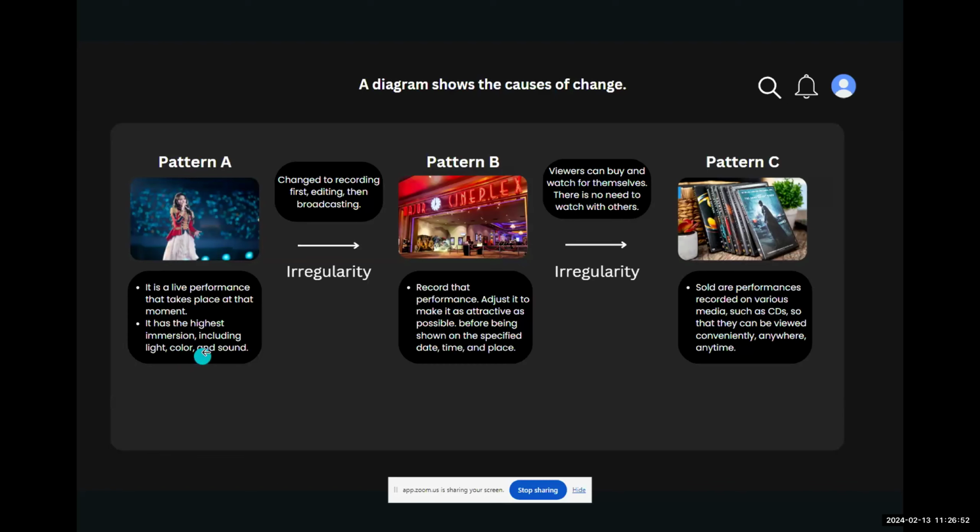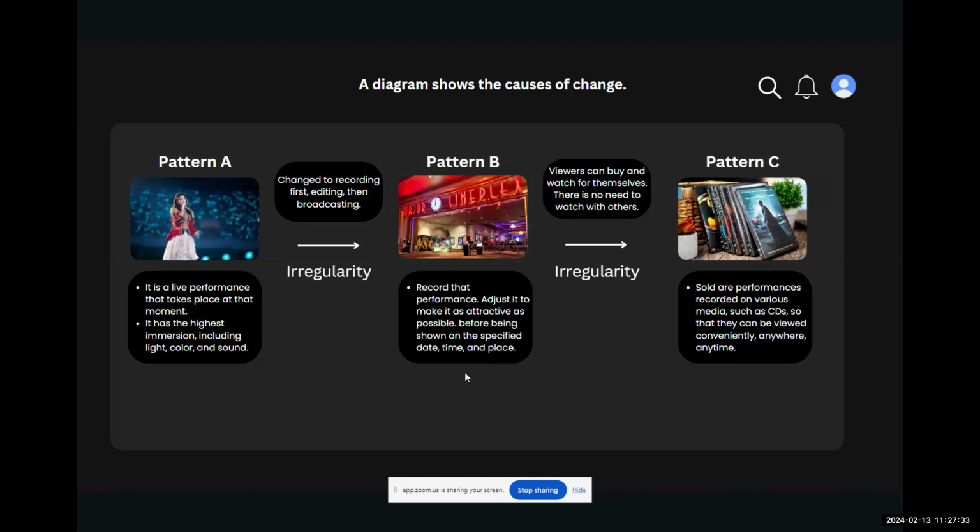To change to pattern B, the regularity changes to recording first, editing, and then broadcasting. Pattern B is theater and outdoor movies. This pattern records the performance and makes it as attractive as possible before being shown on special days, at special times and places.